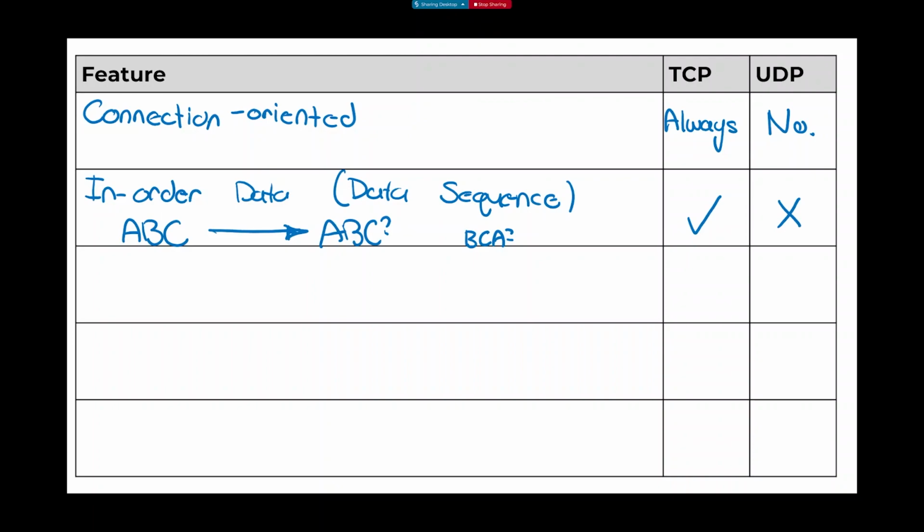So UDP doesn't guarantee that the data we sent arrives in the same order we sent it. It will like 99.9% of the time. It almost always gets there in the same order even with UDP. But there's no guarantee that it's actually going to get there in the same order.